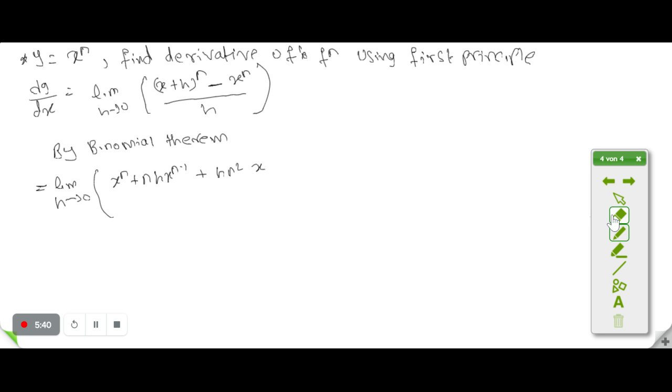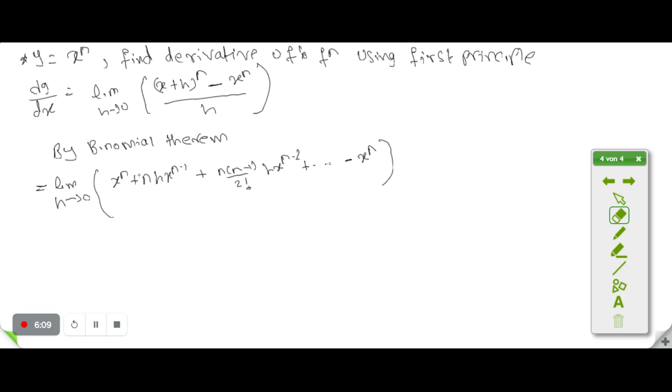So here, instead of n x squared, we actually write n into n minus 1 upon 2 factorial, right? So n into n minus 1 upon 2 factorial h x raised to n minus 2 plus dot dot dot. This goes up to this, right? And then we write minus x raised to n. Remember, don't forget about this x raised to n, right? So this is a binomial theorem.